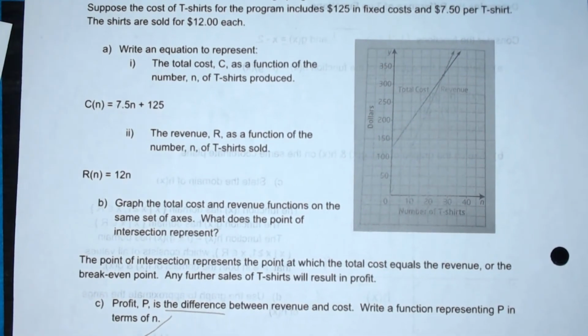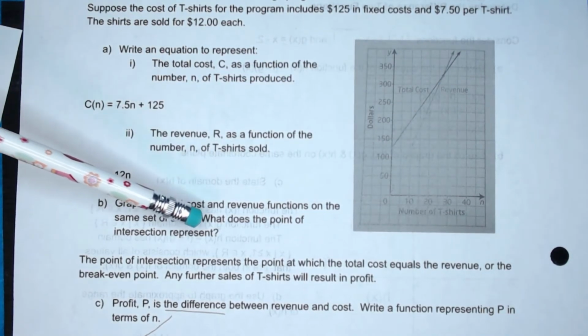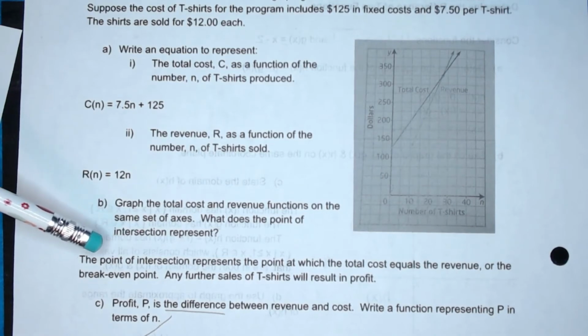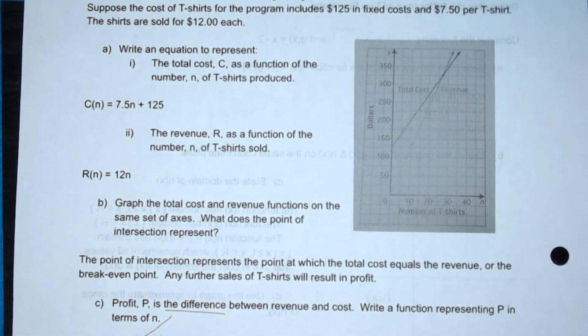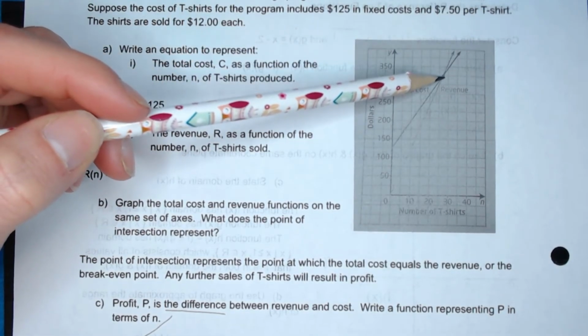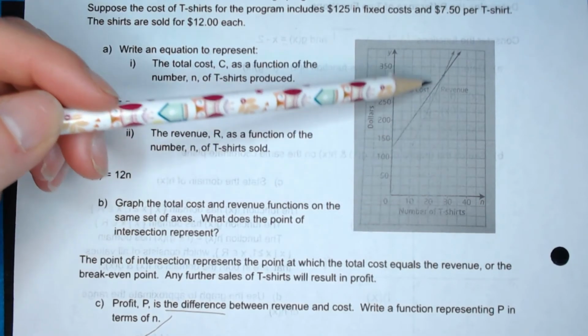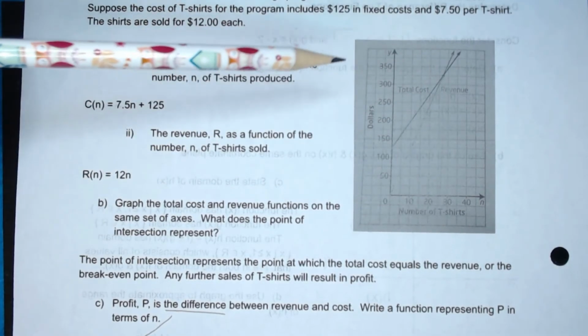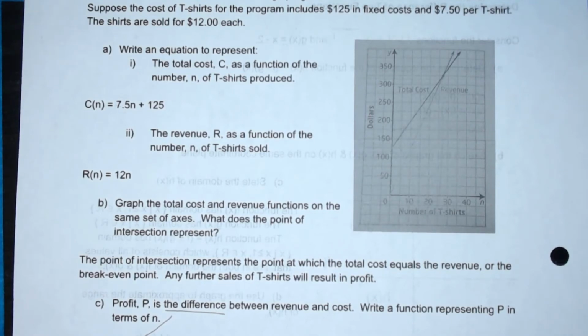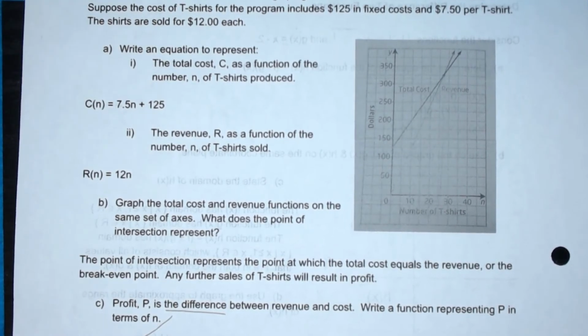In B, you are just graphing each of these lines, and it asks you, what does the point of intersection represent? Whenever you're dealing with money or costs associated with running a business, that point of intersection right here at around, I guess, 27-ish t-shirts and about $325, that represents the break-even point, okay? Any further t-shirts after the first 27 that they sell, they are going to start making money on it. Before that, they're not making money.